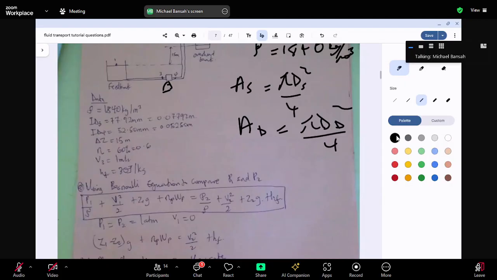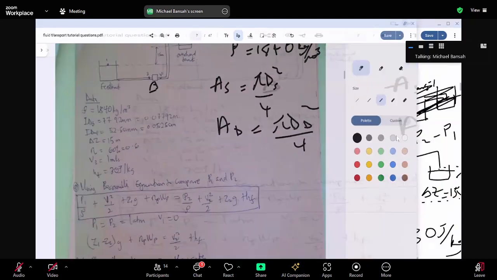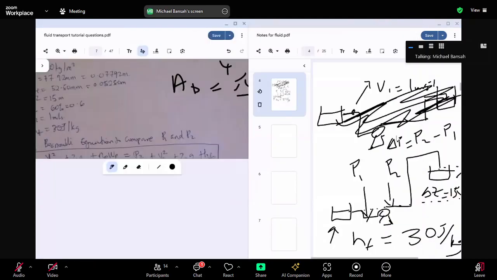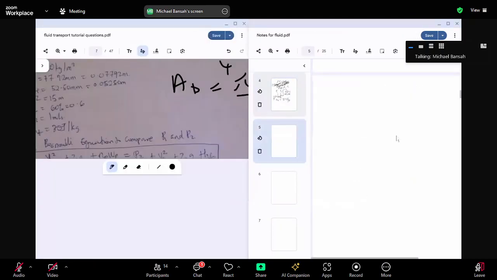Okay, so I think they didn't calculate the area. I mean, they calculated it, but it's down there. Let me just give you the solutions I had while calculating. So my area at the suction side.